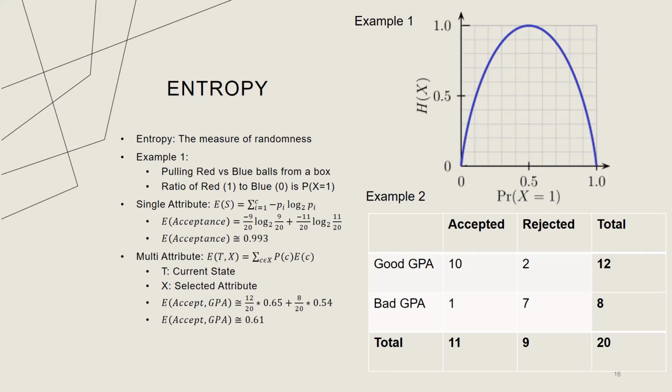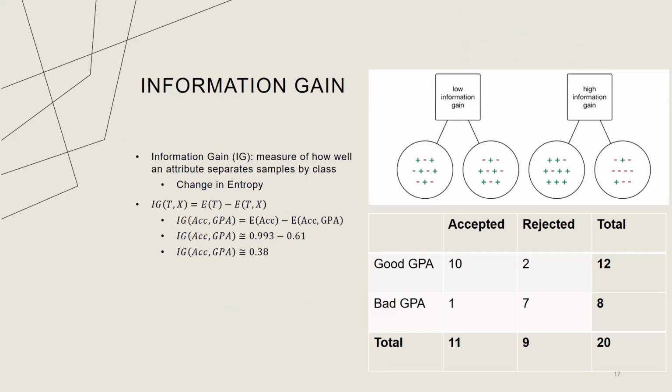So we can see how we're slowly starting to trim down the amount of randomness by selecting an attribute to look at. And so now we can go into information gain. Information gain is a key part of figuring out how we should be splitting up our decision tree at each node. Information gain, simply put, is the measure of how well an attribute separates the samples by the class. And again, the class is the prediction that we're trying to make. Using that same example, we're trying to figure out how looking at, for instance, the GPA affects the entropy of the entire situation.